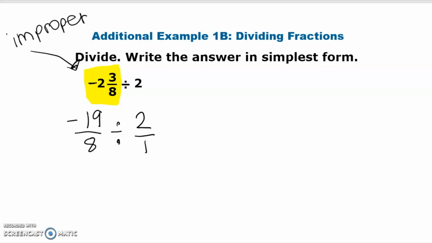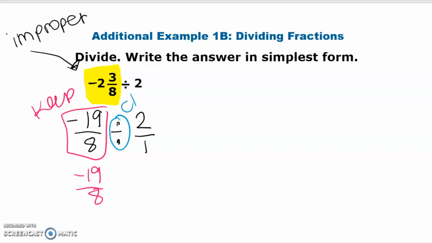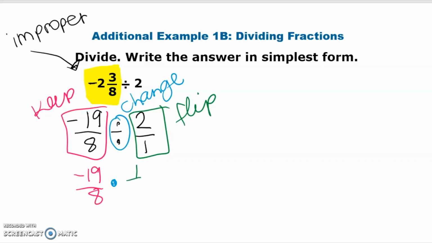So they both have to be in fraction form. All right, so now let's go through our steps. We're going to keep the first fraction, negative 19/8. We're going to change the division into multiplication. And then we are going to flip 2/1 into 1/2. Okay, now that we have our problem set up, we've got a negative.